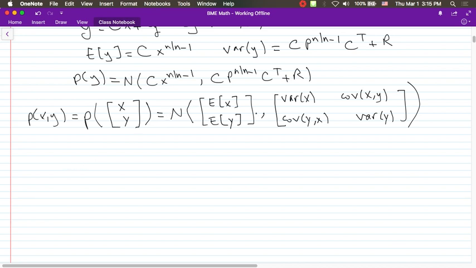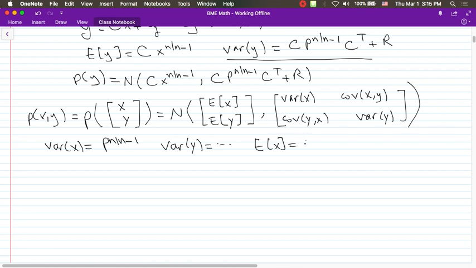So to write this normal distribution, I can tell you what variance of x is. Well, let's write it down. What's variance of x? That's just my prior variance, P of n minus 1. What's variance of y? That's this equation here. And what's expected value of x? Expected value of x is x of n given n minus 1. What's expected value of y? That's c of x n minus 1, right? I can write you this. I just don't know this one here. What's covariance of y and x? So let's write that down. Covariance of y and x.